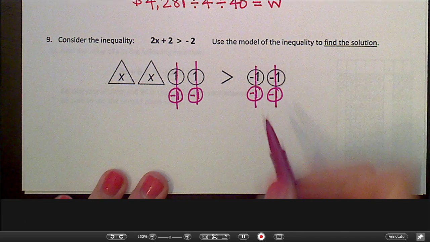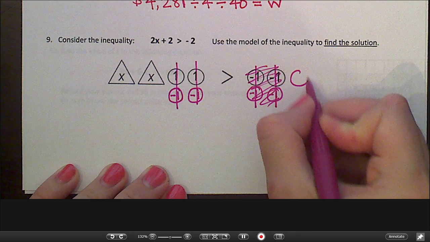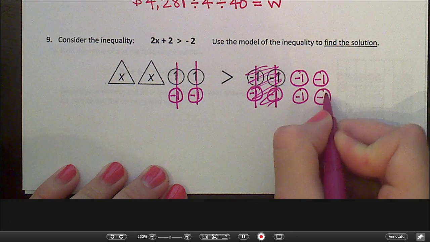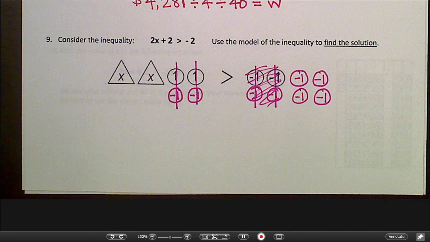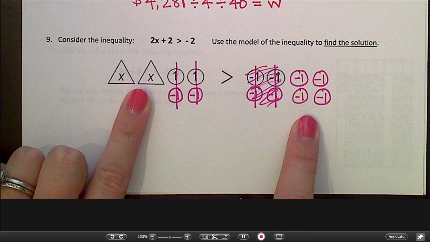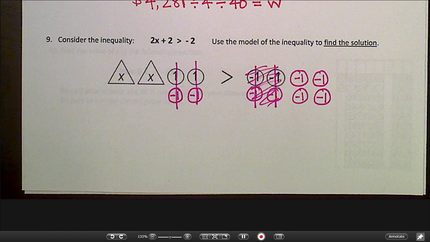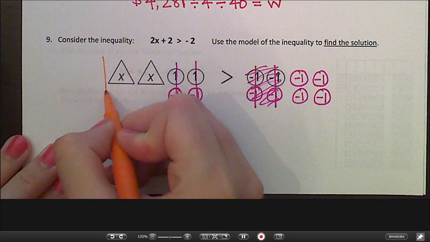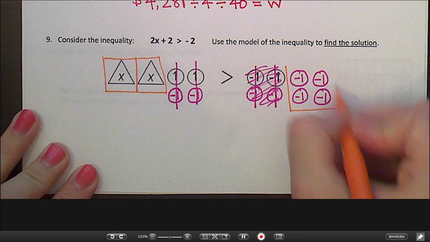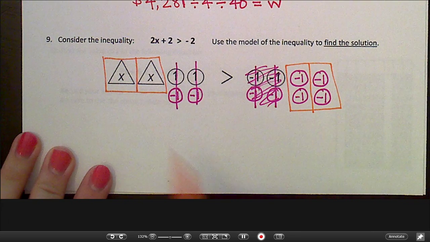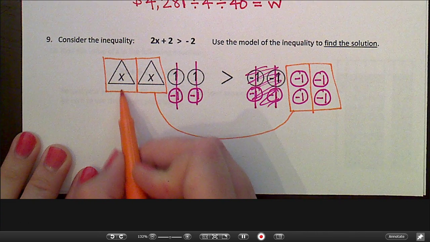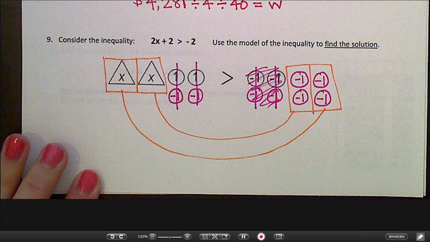Oops, I'm sorry. I should not have crossed those out. Way to go, Miss Hendee. I know. Way to go. I have 4 negatives over here. Those don't cancel out. I was just seeing if you were paying attention. So now I'm left with 2x is greater than negative 4. So let's start dividing this up. Well, I'm going to divide it into 2 parts. So this side gets divided by 2. And this side gets divided by 2. So that x is greater than negative 2, and this x is greater than negative 2.